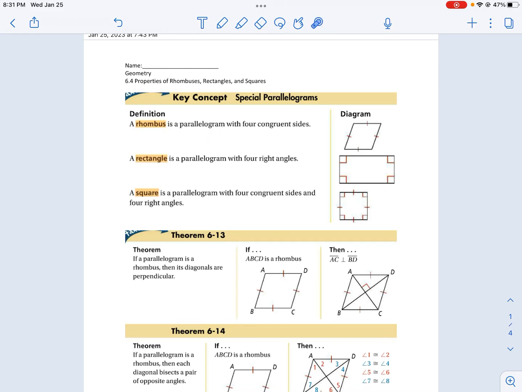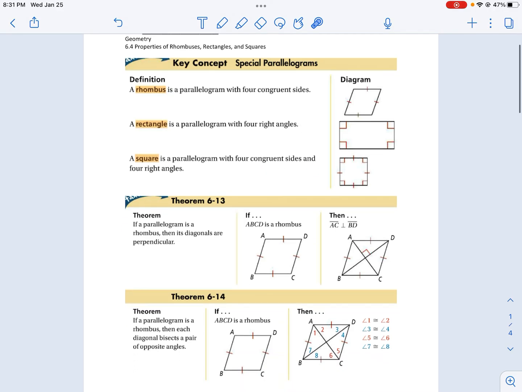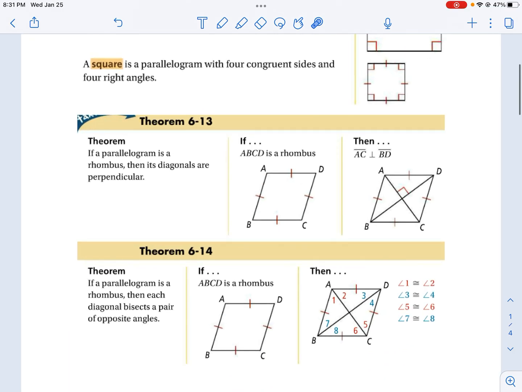A rectangle is a parallelogram with 4 right angles. And then a square is kind of a combination of the two. A square is a parallelogram with 4 congruent sides and 4 right angles. Now, of course, these are going to all have their own individual theorems.